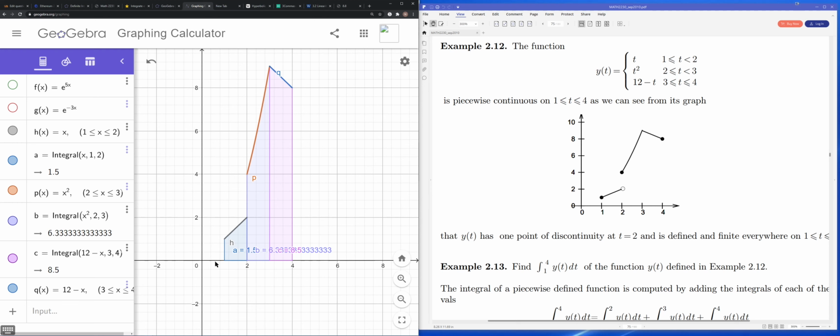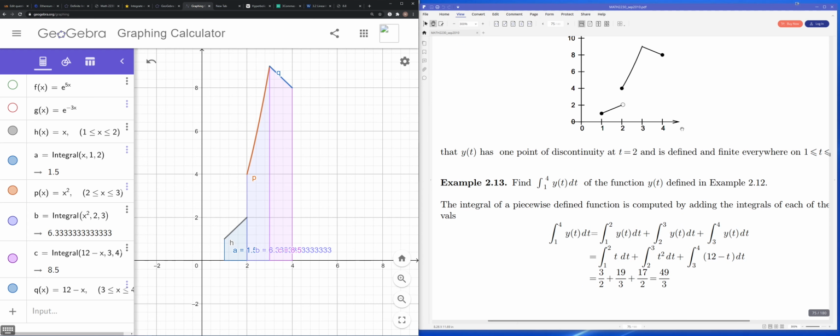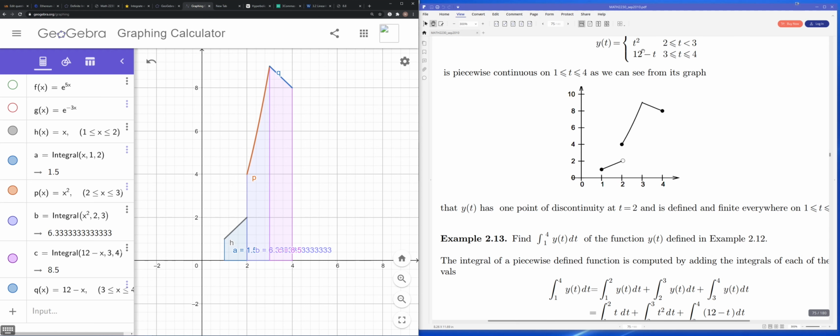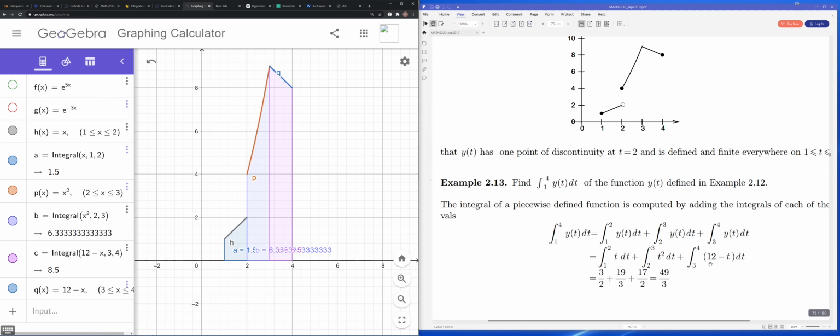Okay, so that really is to illustrate that if I have a piecewise defined function and I want to integrate it, how you're going to integrate is you just integrate the individual pieces over the range specified. So to integrate this y of t, I need to integrate the t between 1 and 2, and then I need to integrate the t squared between 2 and 3, and then I need to integrate the 12 minus t between 3 and 4.